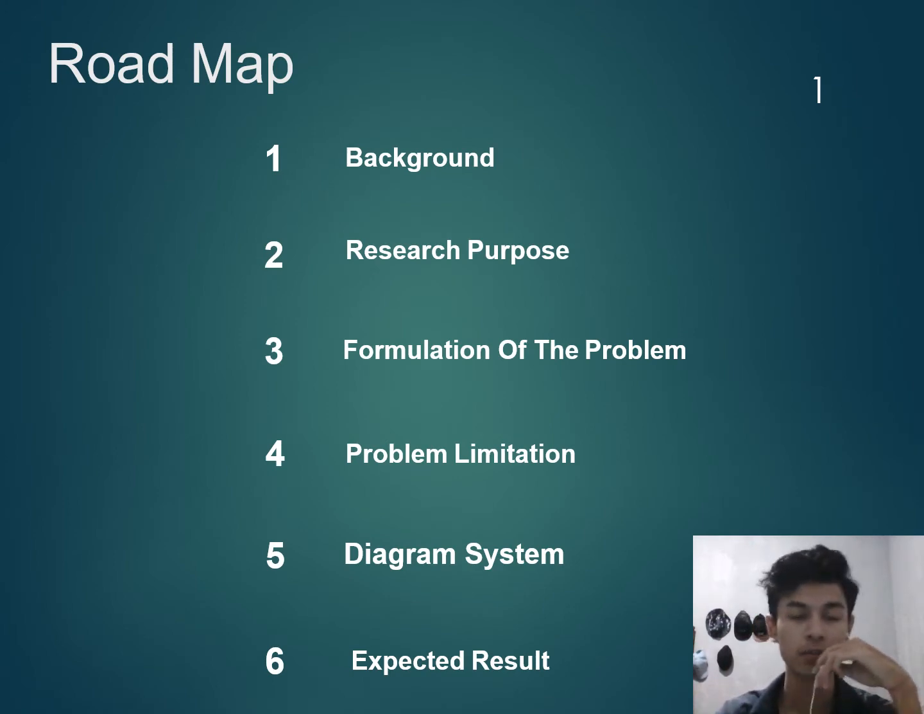The roadmap of this presentation is: number one, background. Number two, research purpose. Number three, formulation of the problem. Number four, problem limitation. Number five, diagram system. And number six, the last, expected result.